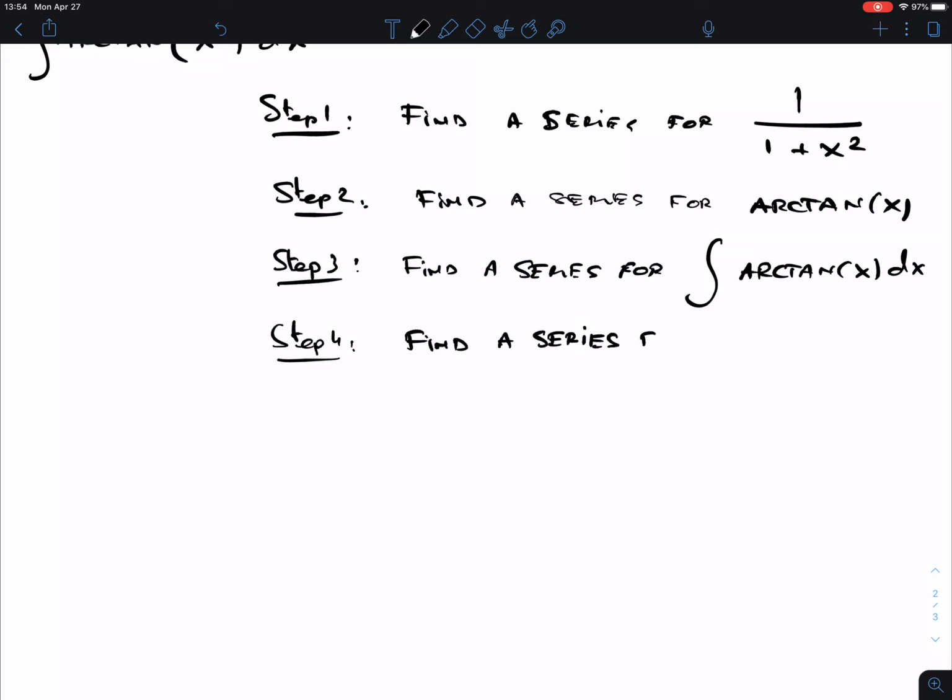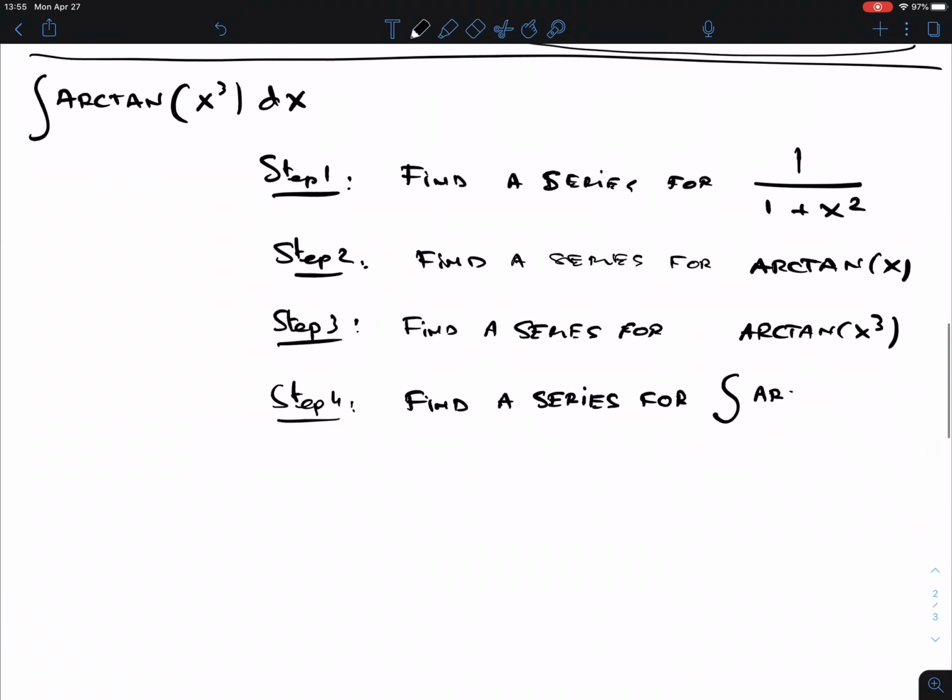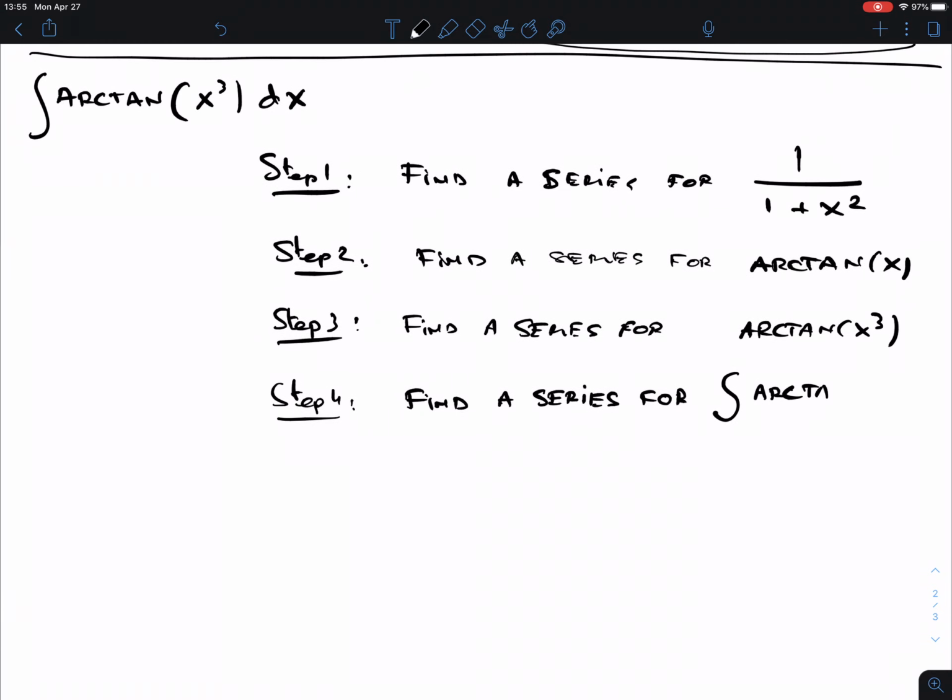Sorry, I got confused myself now. Step 3 is I have to first plug in x cubed, then antiderive. Okay, sorry. So let me get rid of this here. Sorry, I forgot that there's an x cubed there. And then lastly, now I can antiderive this thing.